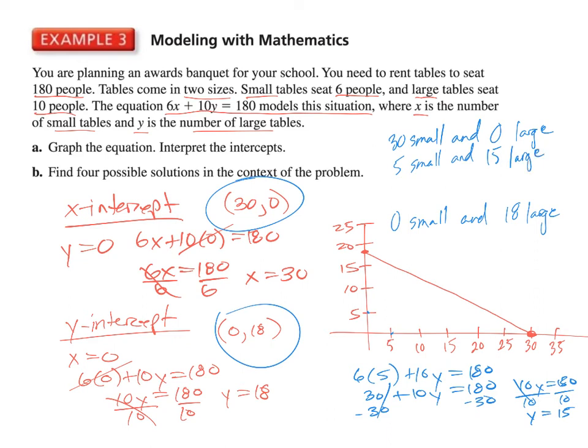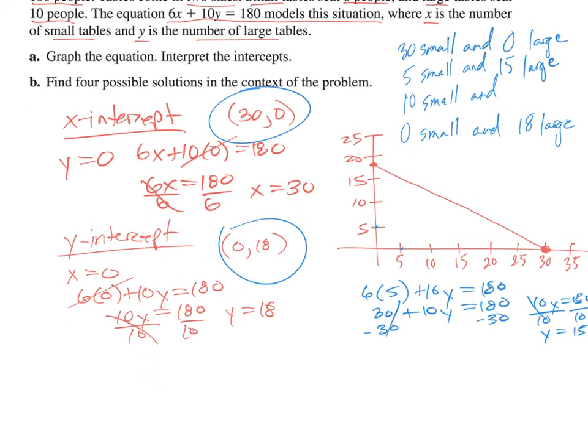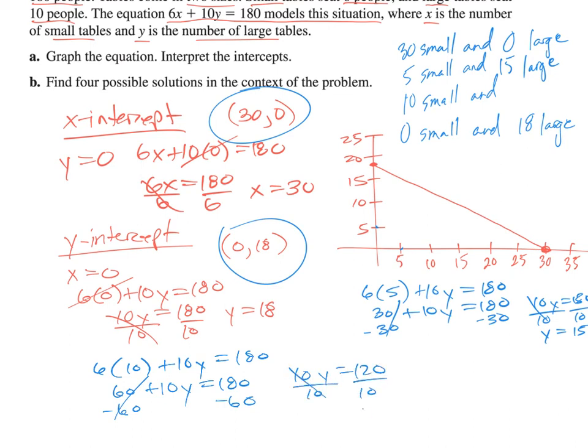What about if there were 10 small tables? Then how many large tables do we need? You do the same thing again. I have 6 times 10 plus 10y equals 180. So I get 60 plus 10y equals 180. Subtract 60. 10y equals 120. Divide by 10, and y is equal to 12. So I'll need 12 large tables if I have 10 small.